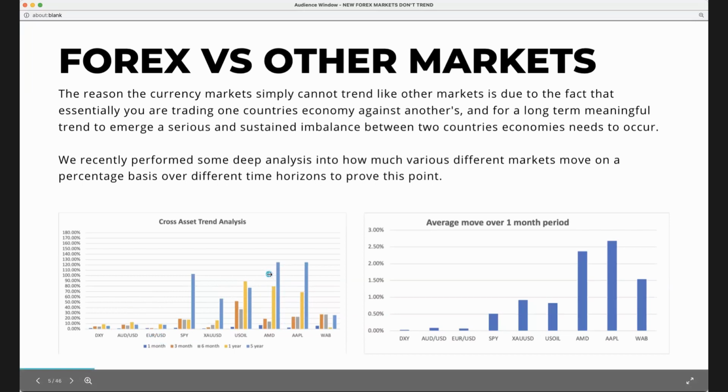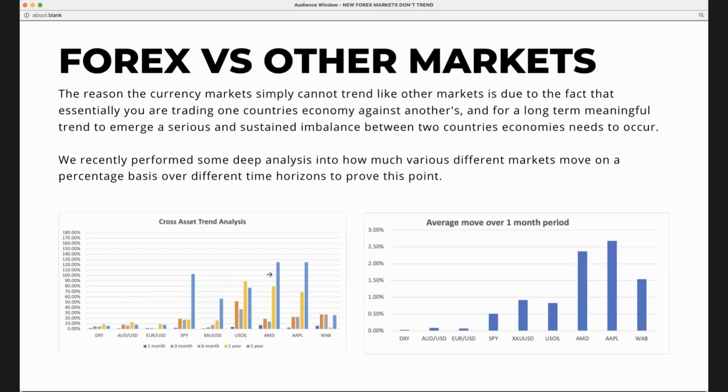Now, why is this? Well, the Forex markets are cyclical in nature, and the reason is that you're basically trading one economy against another. So for a sustained trend to emerge in a currency, you'd need an imbalance of those two economies over a sustained period of time. Essentially, you would need Europe to almost implode whilst the US prospers, and you'd need that to happen over 3, 4, 5, 10 years.